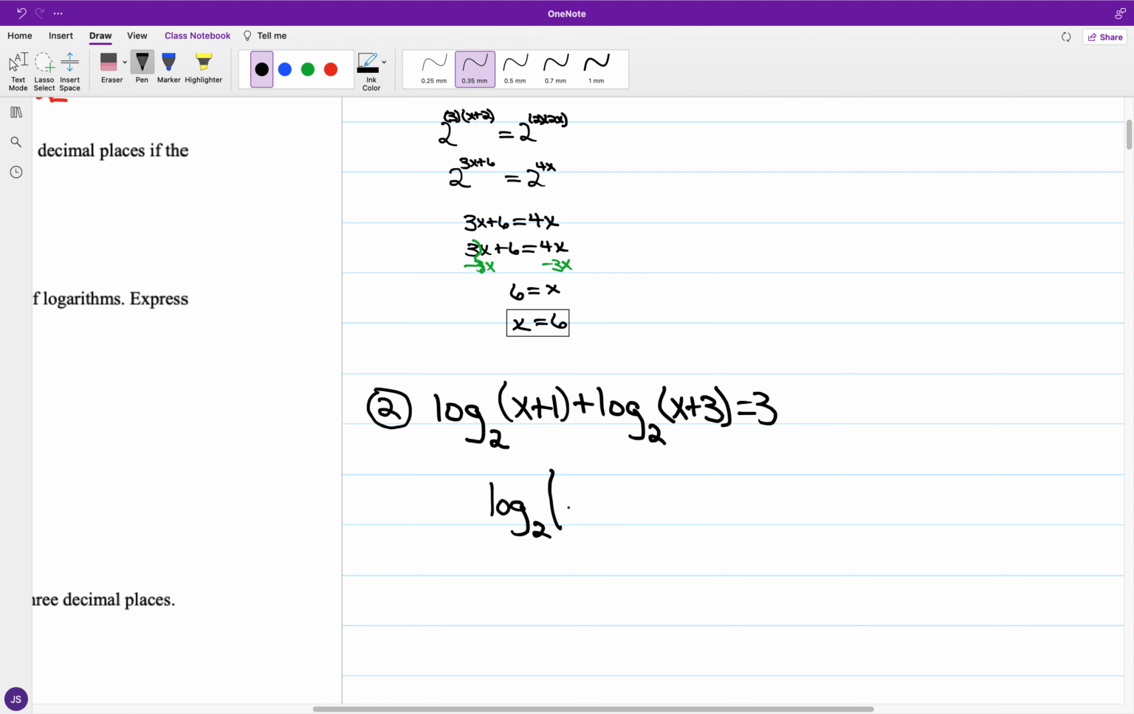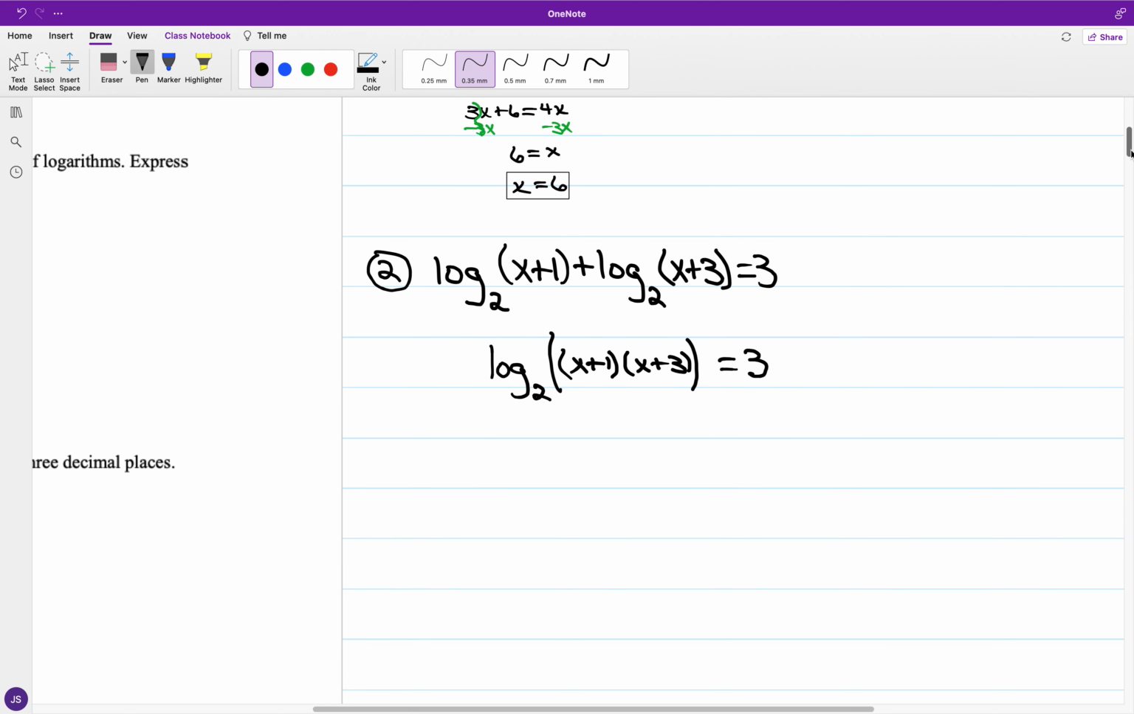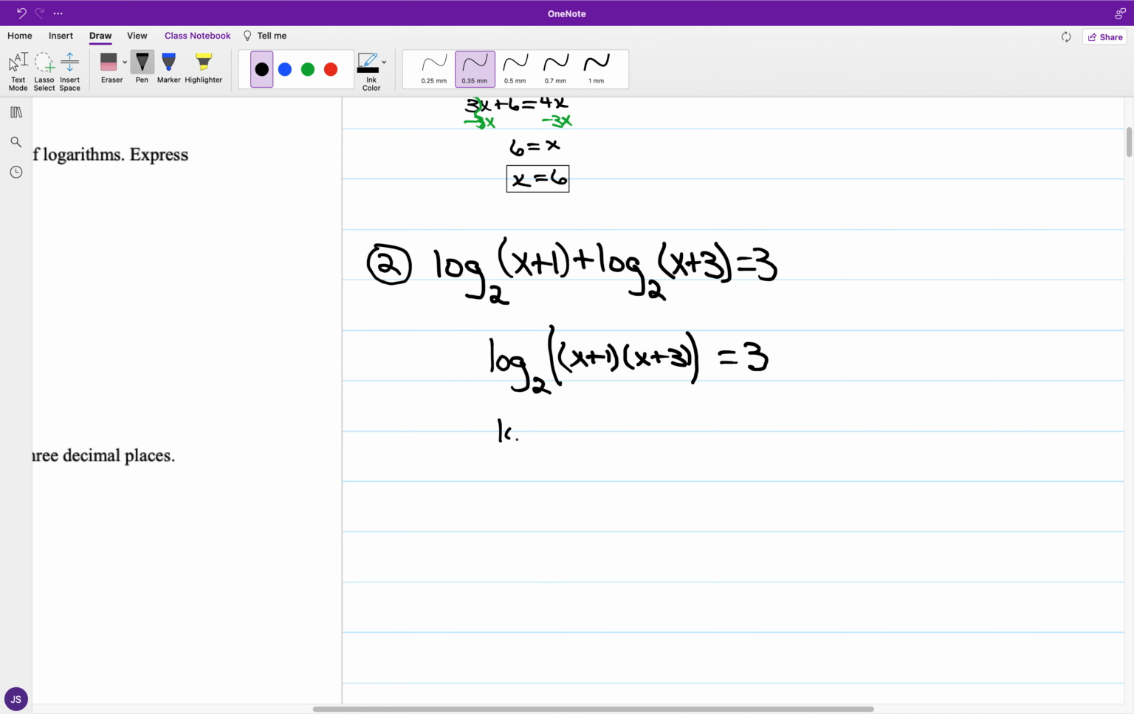So just looking at combining, the base 2 logarithm, we have x plus 1 times x plus 3, again equal to 3. If I go ahead and FOIL out, we'll have the base 2 logarithm of x squared, 3x plus x will make 4x, plus 3, and we have is equal to 3.